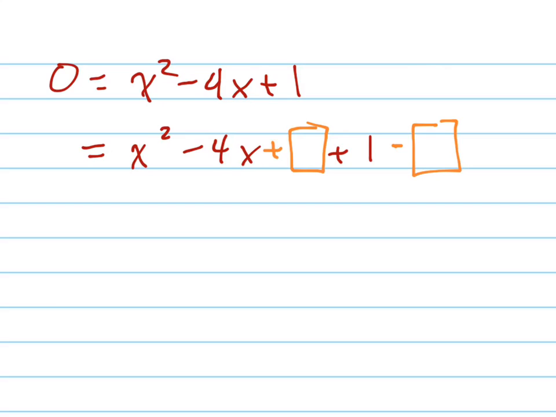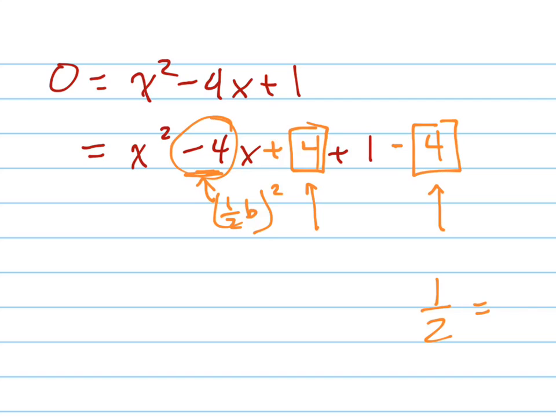And that something that I'm going to add and subtract is 1/2 of b squared. So half of b would be -2, squared would be +4. I put it there and there. Notice that I've added it, but I've also subtracted it. So I haven't actually changed the value of my equation. I've just made it look different, kind of like taking 1/2 and turning it into 3/6. It's the same fraction, it just looks a little bit different.